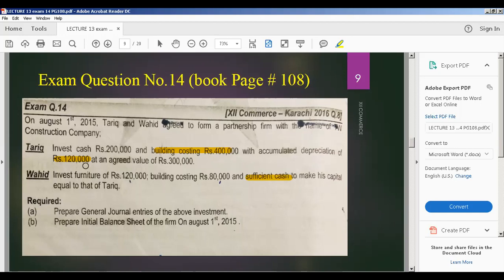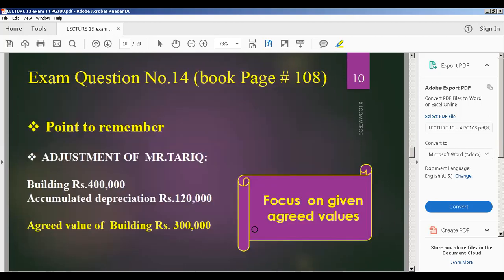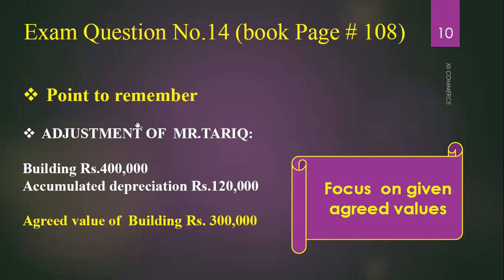Here are the two requirements which are given. First of all, you have to prepare the journal, and second you have to prepare the initial balance sheet on 1st August. I proceed. Here, the point to remember is the adjustment of Mr. Tariq, that we have to focus on the agreed value. I'm moving my cursor. Building cost 400,000, accumulated depreciation 120,000. We have to ignore these two values, cut with pencil, and only focus on the agreed value of the building, that is your 300,000.